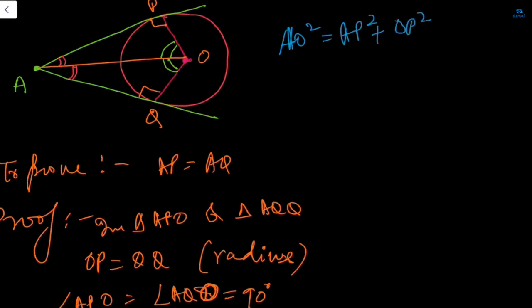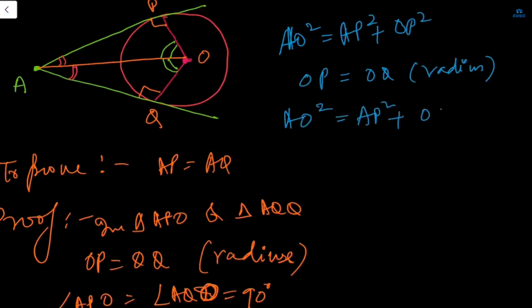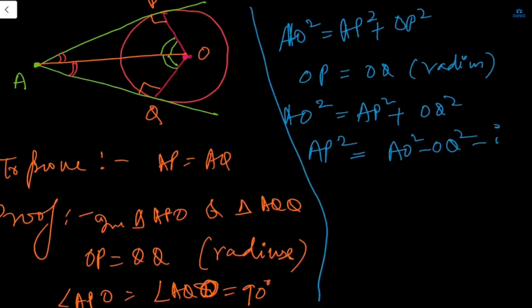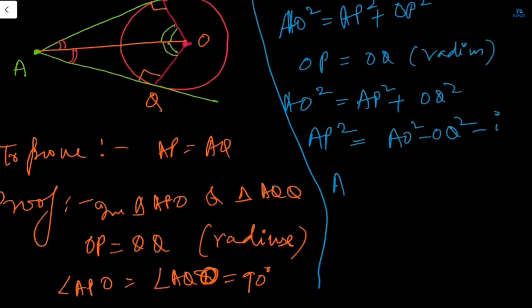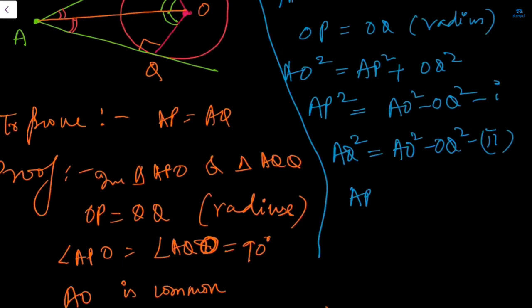And we know that OP is equal to OQ, the radii. You can then write, substituting, AO square is equal to AP square plus OQ square. We are finding AP, so we take AP on one side. So AP square is equal to AO square minus OQ square. You can write it here as 1. For the second one, AQ square is equal to AO square minus OQ square. Same steps. So from the first and second, you can say that AP square is equal to AQ square.